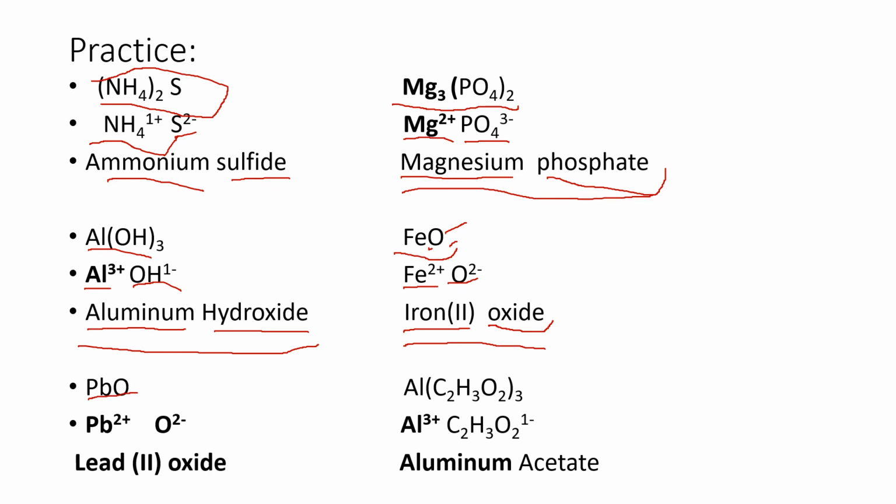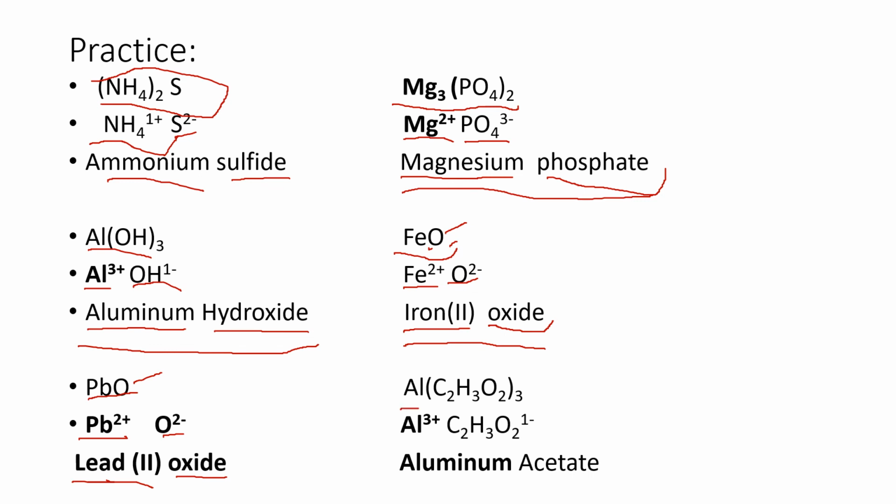PbO, so likewise, O is 2 negative and they don't have any subscript. Therefore, it is Pb2 positive and the name of that is lead 2 and oxide, lead 2 oxide.